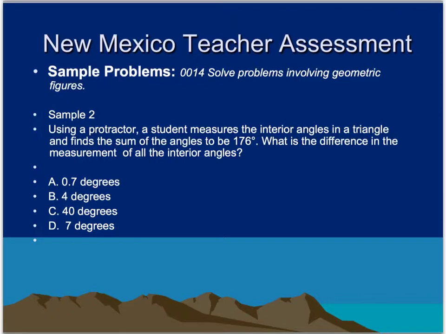Sample number 2. Please take a few moments to review the problem. The sum of all interior angles is equal to 180 degrees. The student found a sum of 176. You subtract 180 minus 176. The correct answer is 4 degrees, B.